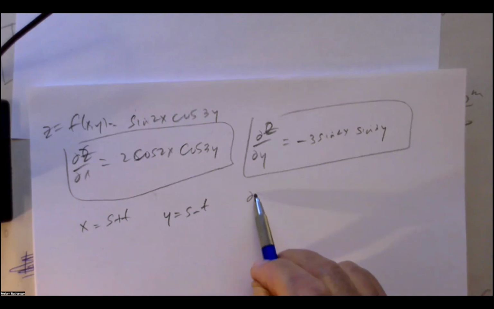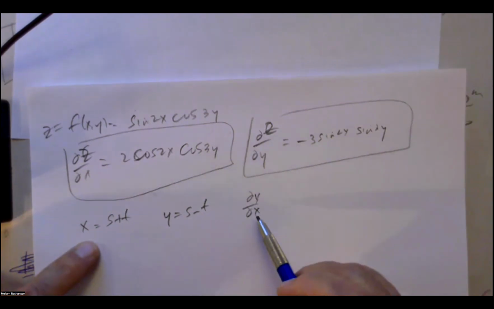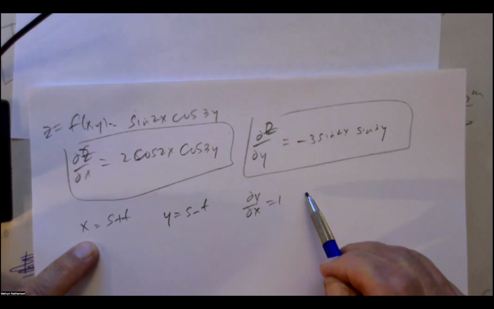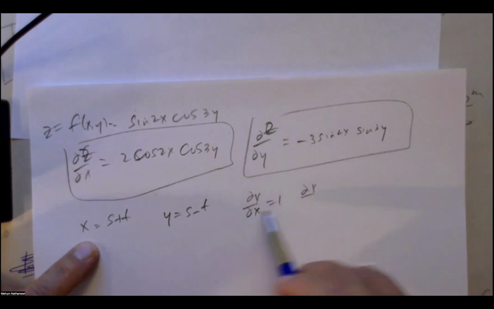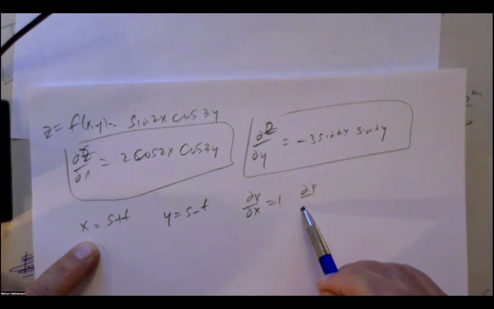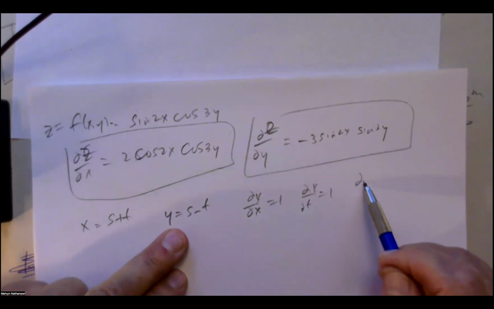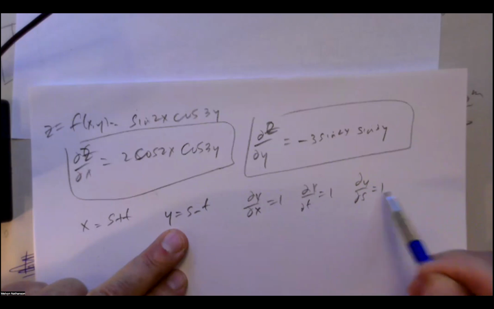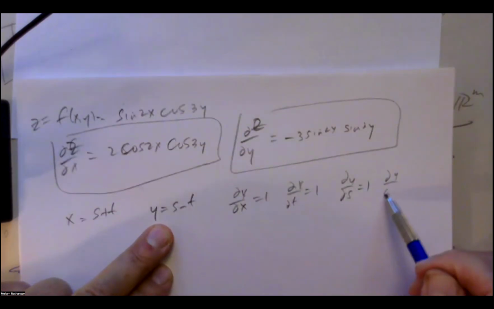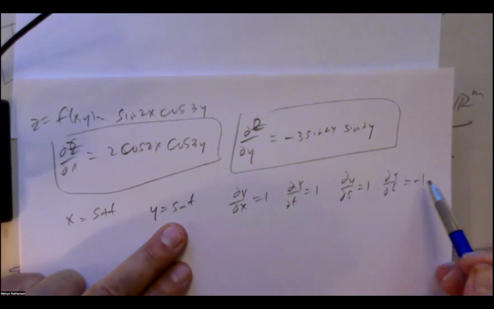So the partial of x with respect to s is 1. Partial of x with respect to t is 1. Partial of y with respect to s is 1. Partial of y with respect to t is minus 1.